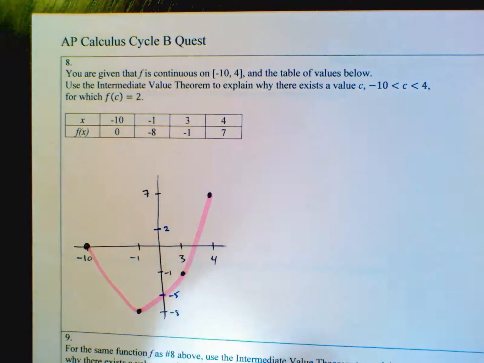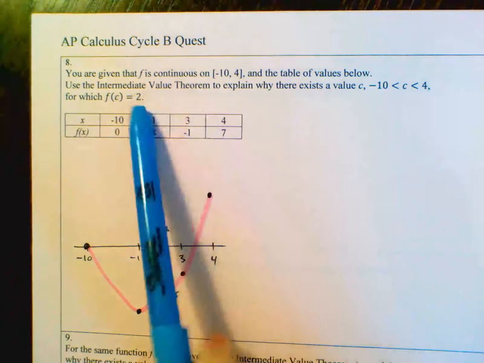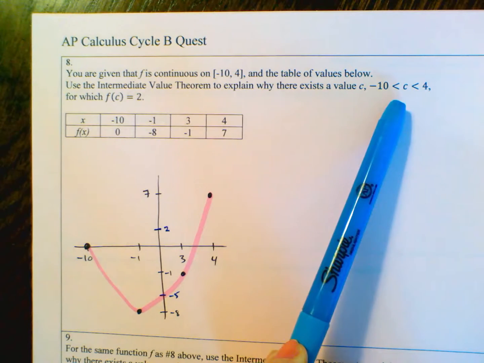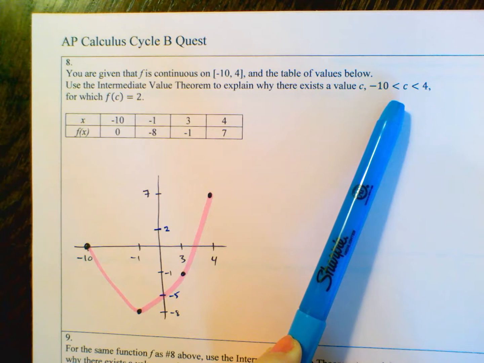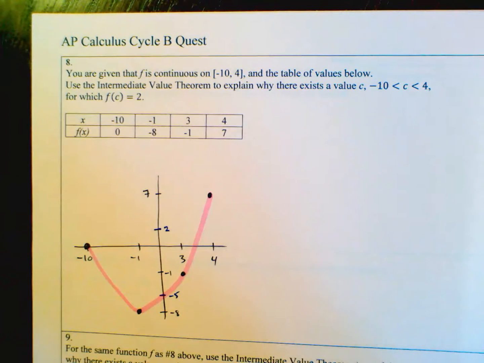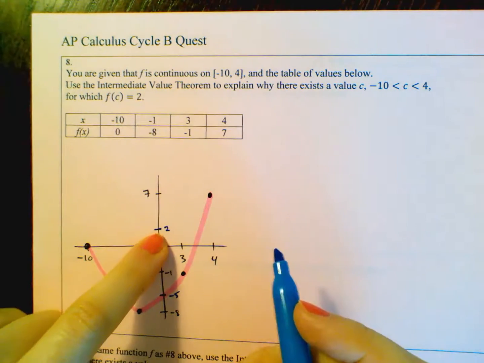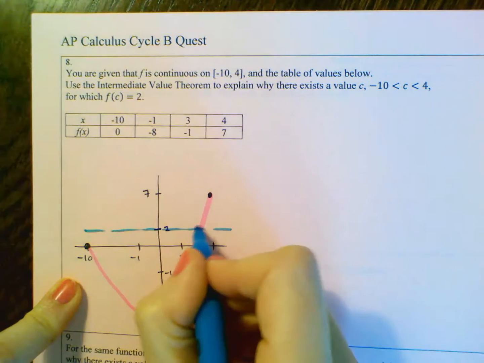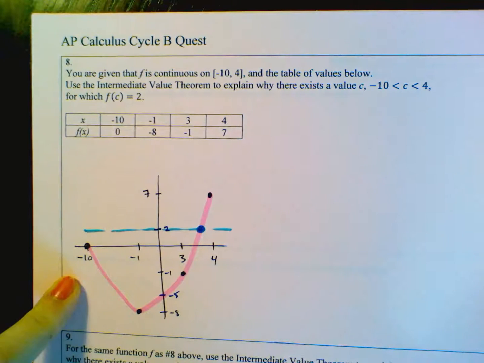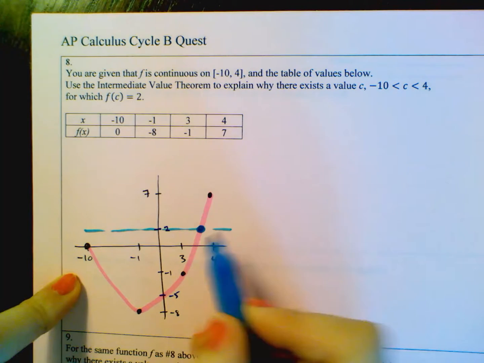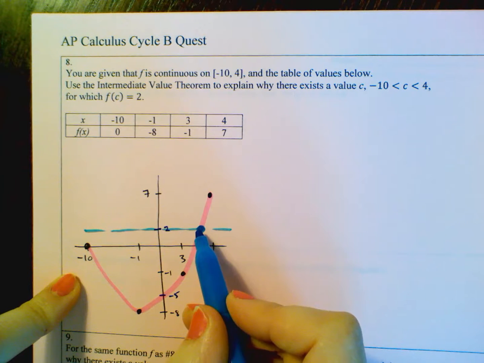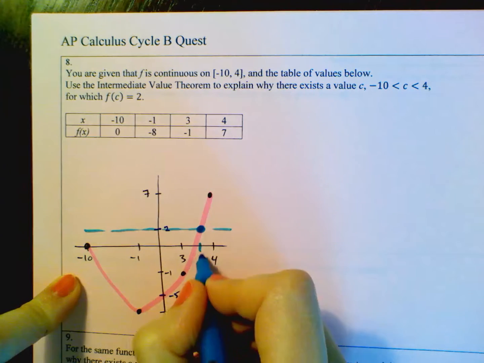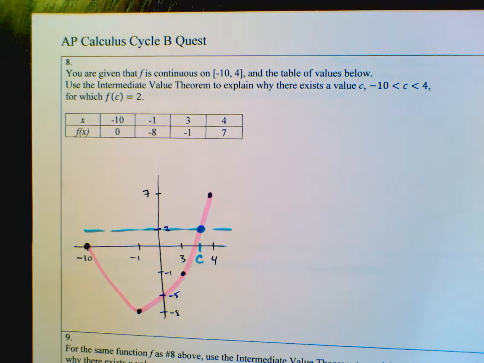Now, it's asking me to use the theorem to explain why there exists a number c between -10 and 4 for which f of c is 2. Well, here's the y value 2. So, guys, right here, at this point on the graph, I have a y value of 2. All right, so that's where my c is. It's right there.